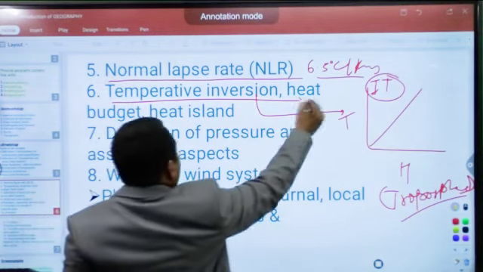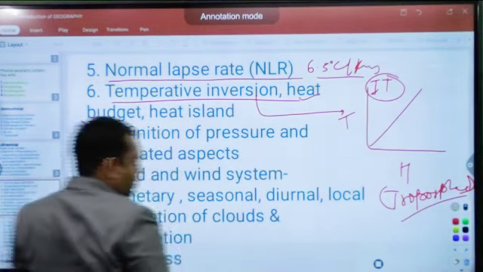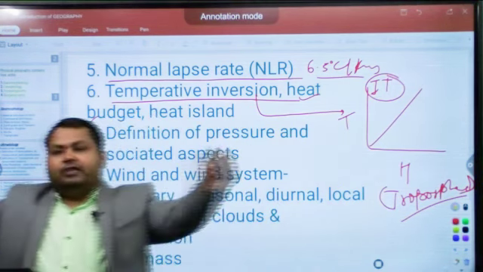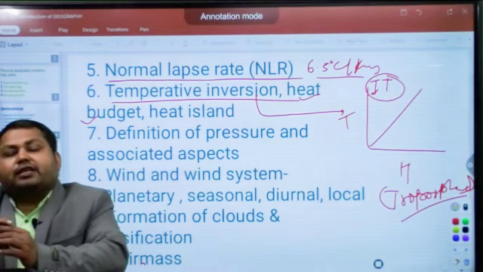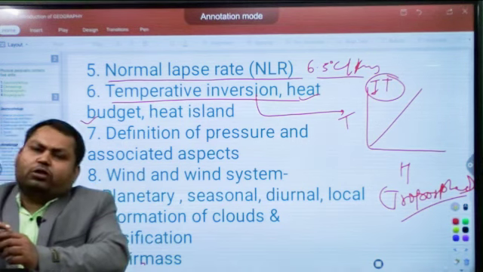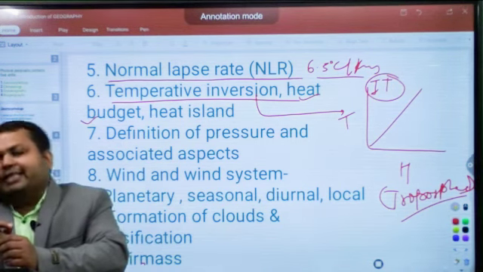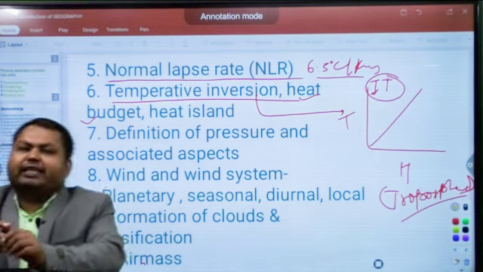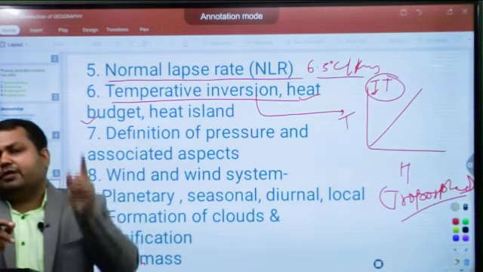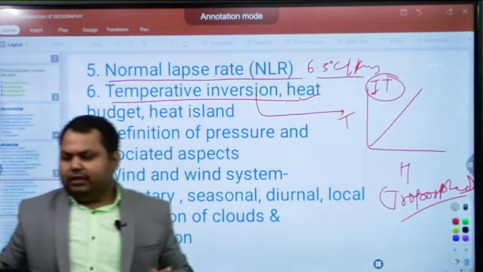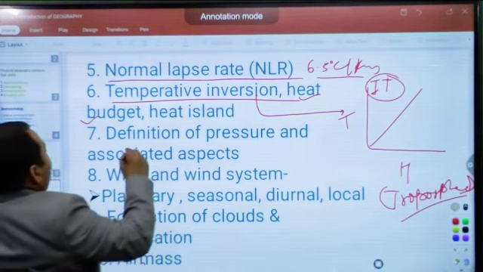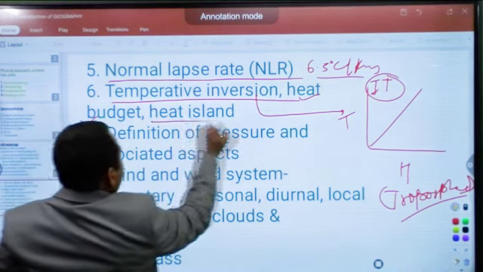Next topic is heat budget. What is heat budget? Sum total of receipt and release of heat energy of the atmosphere is called the atmospheric heat budget. The ultimate source of energy for maintaining the heat budget is solar radiation or solar insolation. The sun's energy is ultimately responsible for maintenance of the heat budget.